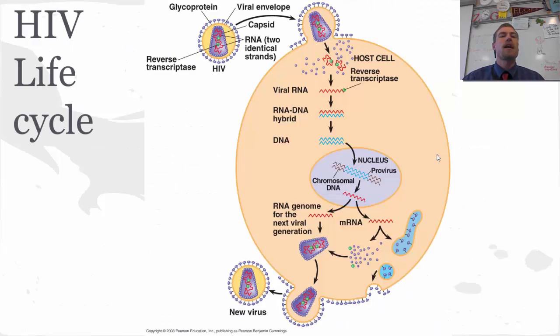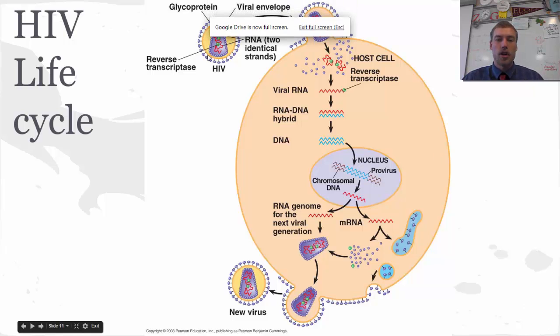So let's talk about the life cycle of HIV, because it is such a popular topic, well, popular is not the right word, but it's one of those things that you're going to see a lot of over time, especially if you continue taking biology classes. They're going to talk about HIV a lot. So what happens is that we've got an envelope which has glycoproteins on the outside. The glycoproteins and the envelope merge with the host cell.